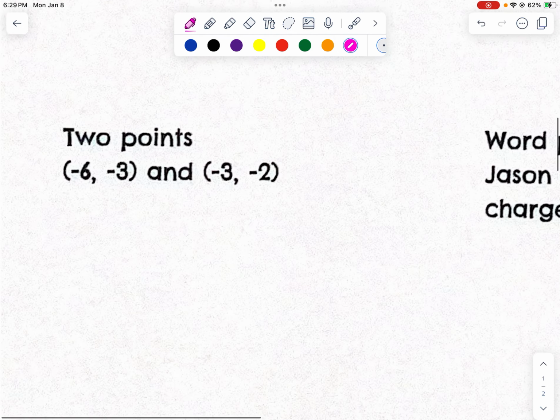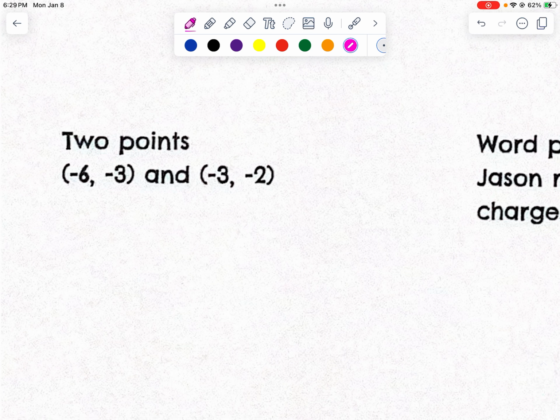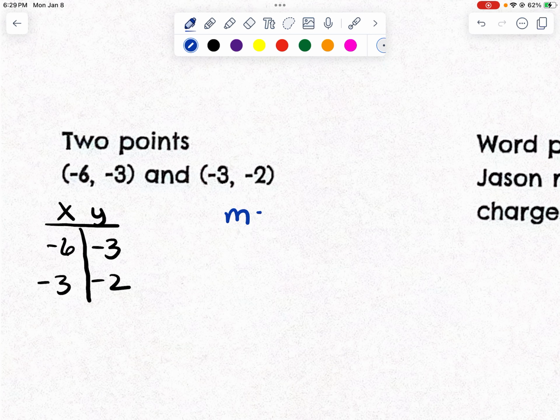Okay, so let's come over here. So sometimes my students have a little bit more of an issue when it's 2 points. So you can go ahead and write the 2 points in a table. Remember, x is -6, y is -3. The second point, -3, -2. Then there are 2 ways you could find this. You can either do it by writing this and doing the formula, or you can look at it like this.